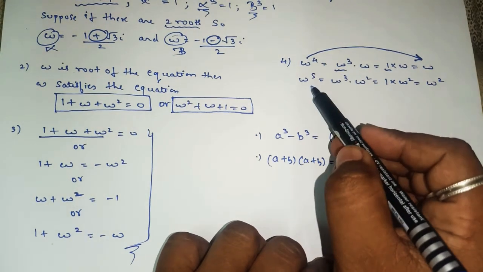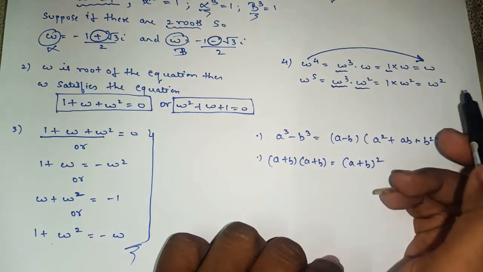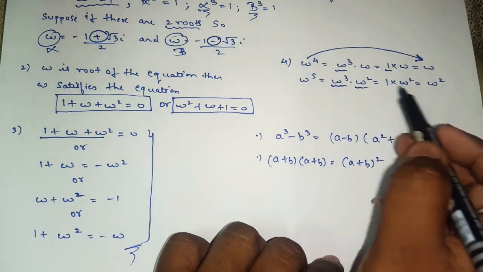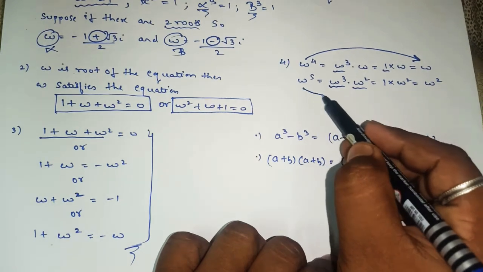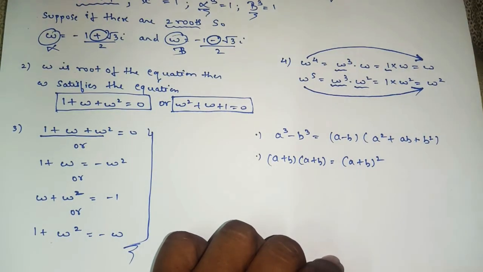In the same way, w raised to 5 we can break as w cube into w square. So w cube is 1. So 1 into w square will be w square. So wherever you see w raised to 5, straight away you will write w square.